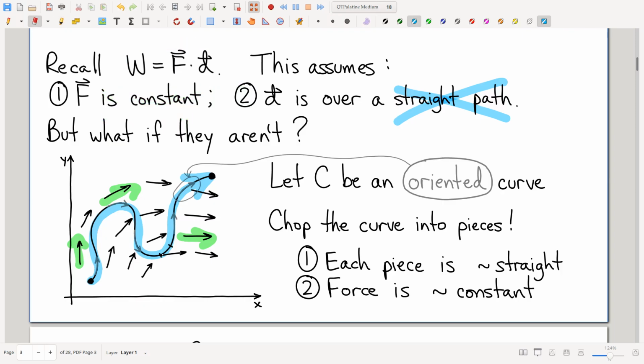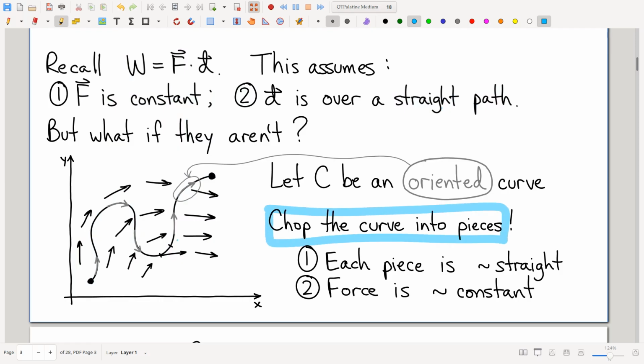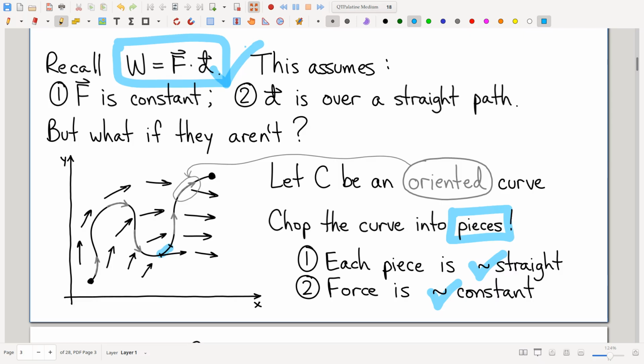Okay, so like we do with every other question of these sorts, we chop it up into little pieces. We look at one little piece at a time, and on any given individual piece, I mean, look at that little piece right there. It's not exactly straight, but it's pretty close. It's very small, and so the vector field doesn't have very much time to move. It can't change very much because all these points are so close together. So my piece is approximately straight. The force is approximately constant. And so on that little piece, I can use this formula, and then I'm just going to add up over all the pieces.